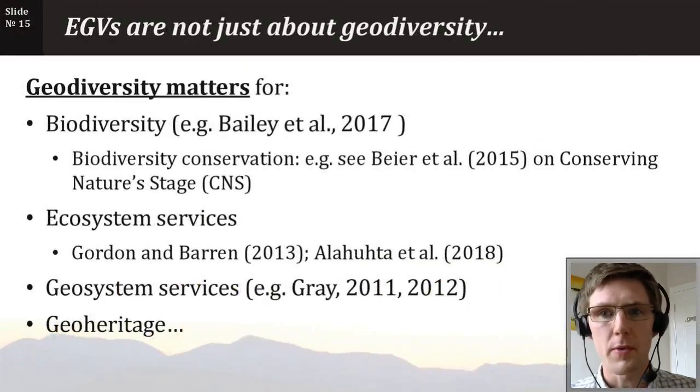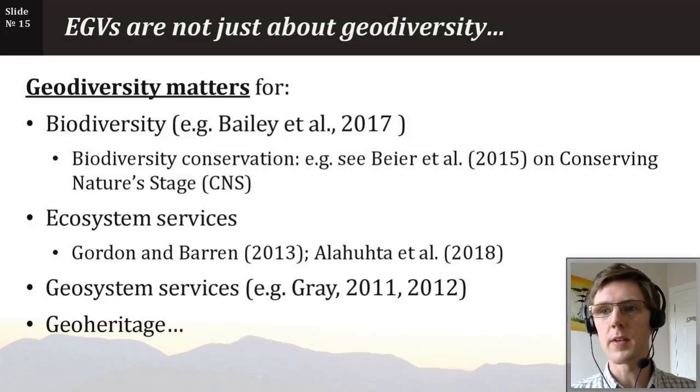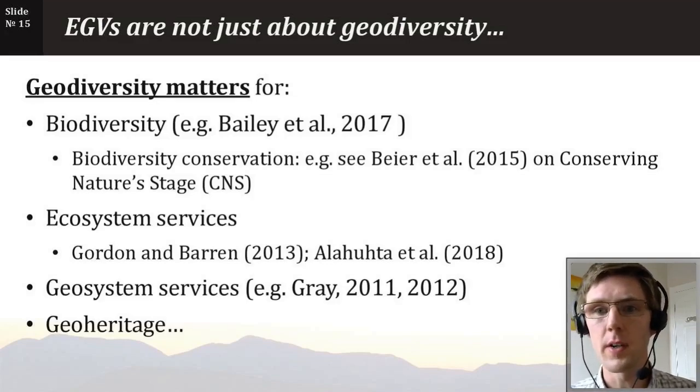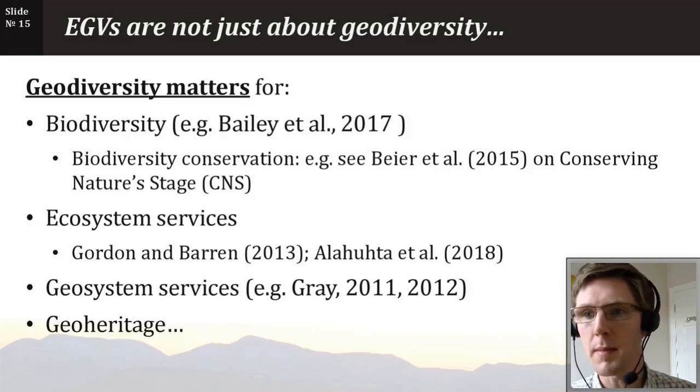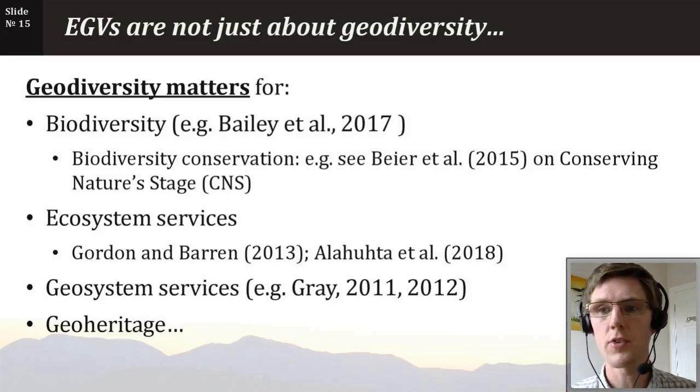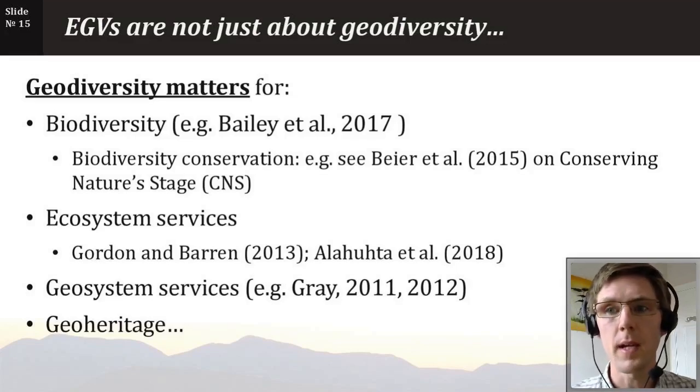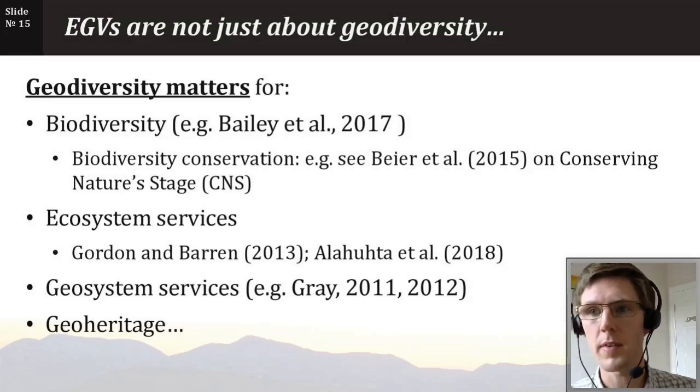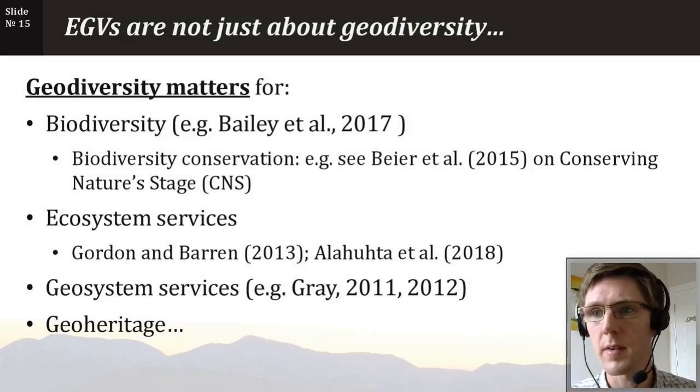Now, EGVs are not just about geodiversity, and of course, the overwhelming significance of geodiversity for sustainability is because of the simple fact that it physically underlies everything else. Empirical work by myself and many, many others has drawn links between biodiversity and various components of geodiversity. And at the same time, the conserving nature's stage agenda continues to gain prominence as another string to the bow of conservation underlain by geodiversity. There have also been many papers highlighting explicit links between geodiversity and ecosystem and geosystem services. And these ideas, as Murray was saying, go back some years, and the frameworks are still extremely relevant to what we're trying to do today.